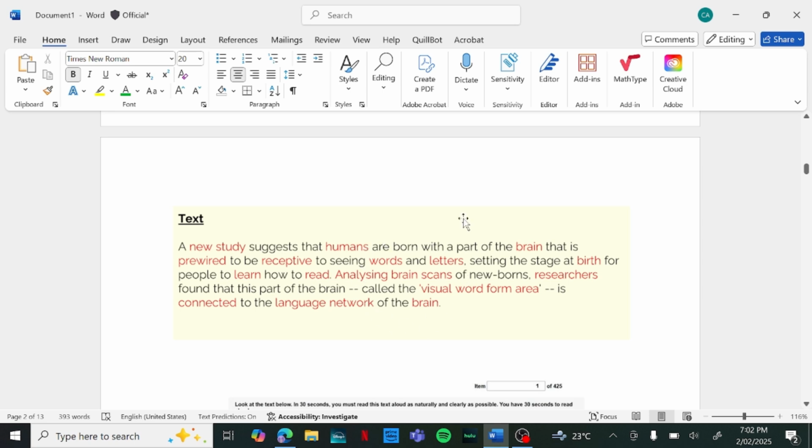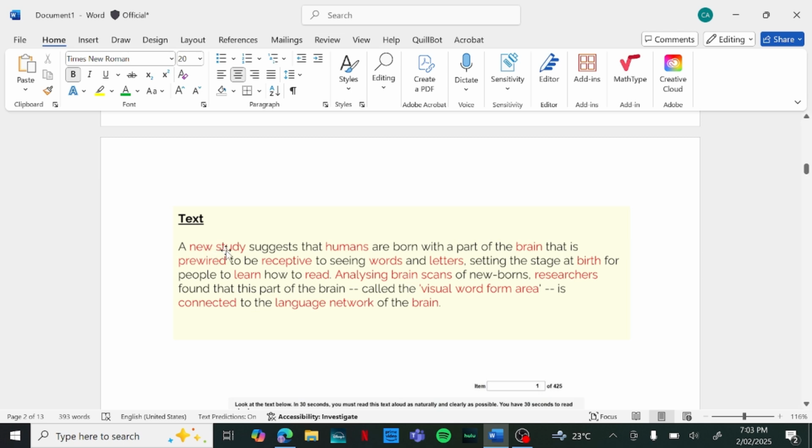Analyzing. Just words that you probably don't use in normal SEMs every single day. Researchers. Language network. Visual word form area. Hey Siri. Please set a timer for 40 seconds. 40 seconds, counting down. Now let's read.